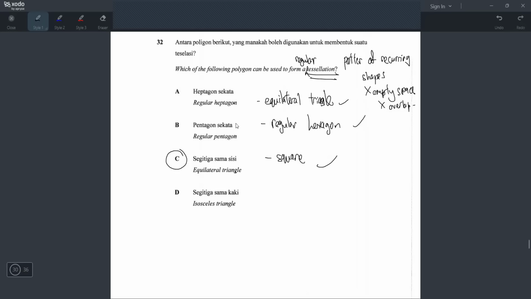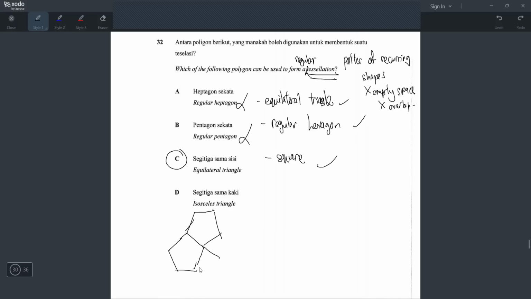So regular heptagon cannot. Okay? Regular pentagon also cannot. I'll just explain why. Let's say it's a regular pentagon, means polygon yang lima side yang sama panjang. Let's say I put another pentagon here. 1, 2, 3, 4, 5. And then let's say I put another pentagon here.